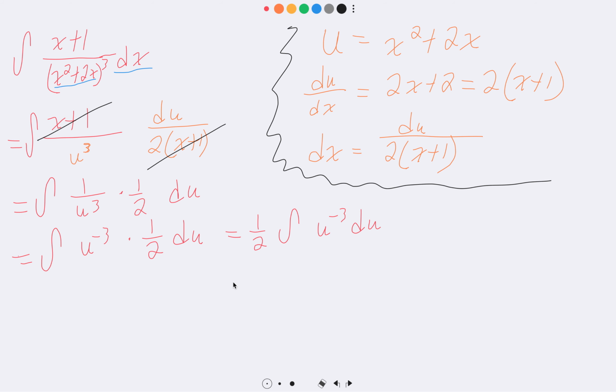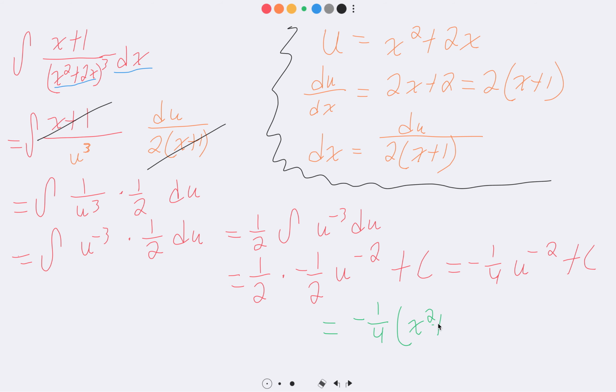Okay, and now let's solve for this. So this is just going to be 1/2 times, by reverse power rule, negative 1/2 u to the negative 2 plus c, which is going to equal negative 1/4 u to the negative 2 plus c. Okay, and now in green, let's plug back in our u. Therefore, this integral equals negative 1/4 of x squared plus 2x to the negative 2 plus c.